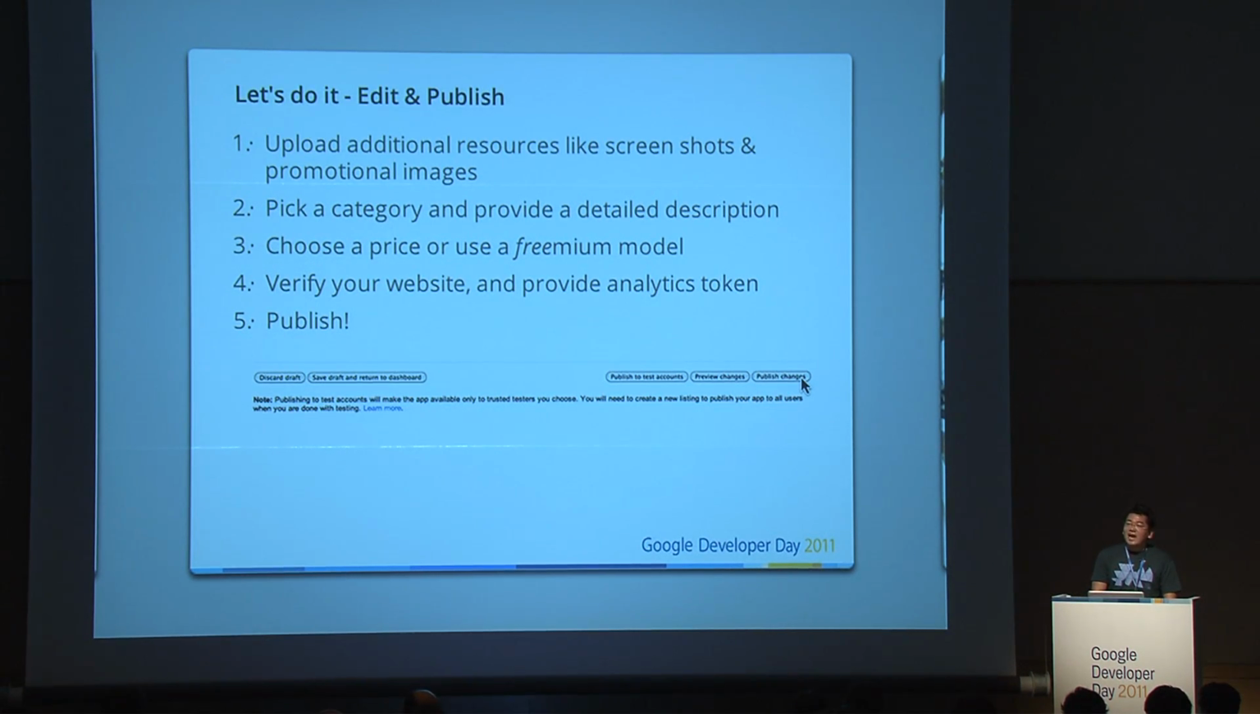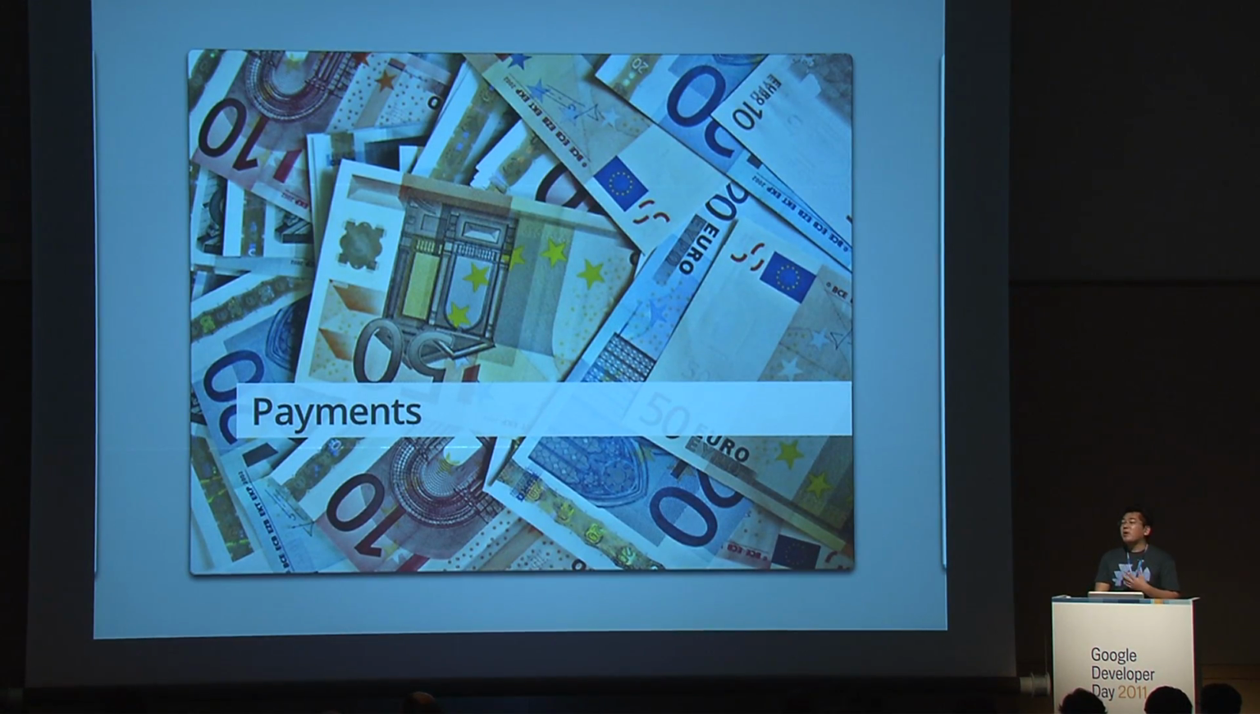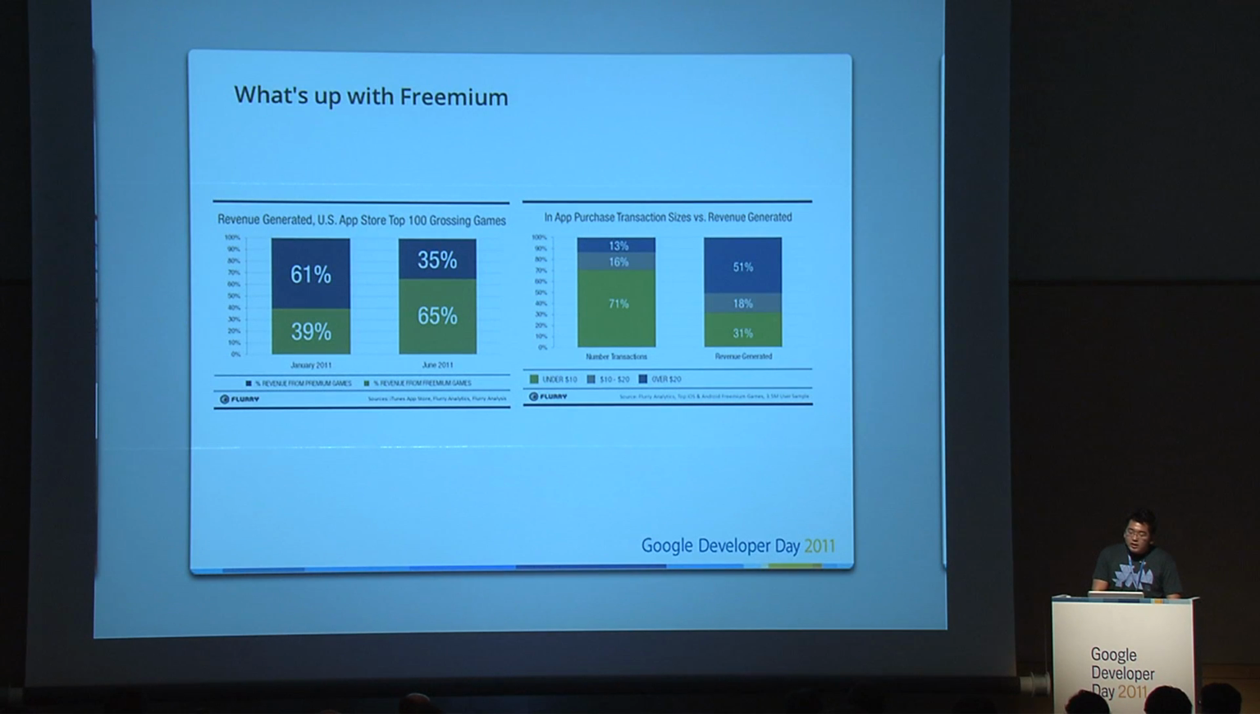So once you publish your app, hopefully tens of thousands, hundreds of thousands, or millions of them are using it. We need to figure out how to monetize your application. And one way is through payments, through in-app payments or the freemium model. So these 2 graphs are from Flurry, and they show revenue from both Android Marketplace and iTunes Marketplace.